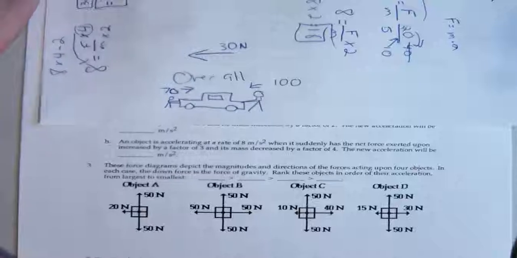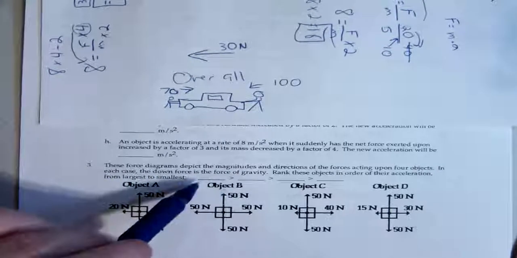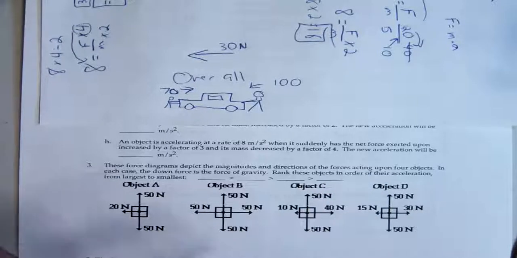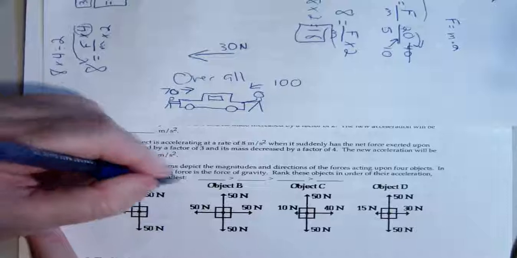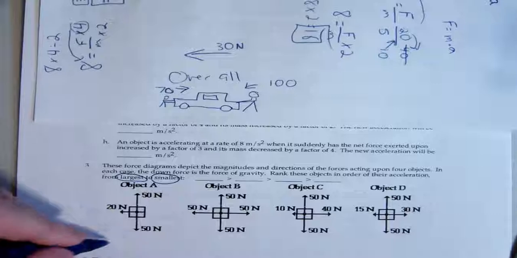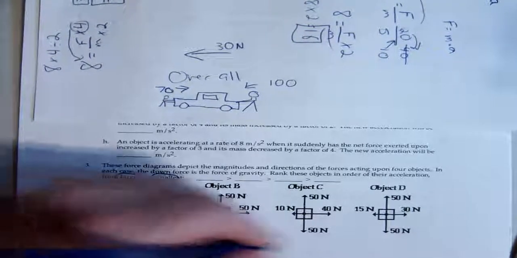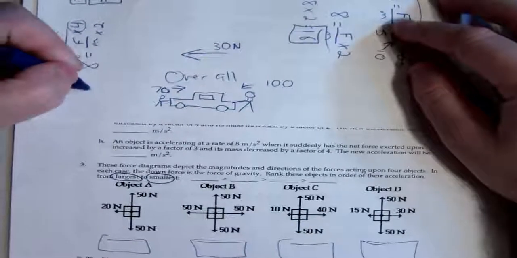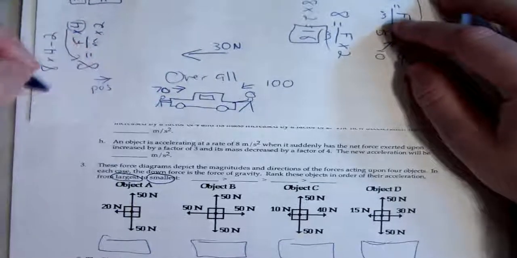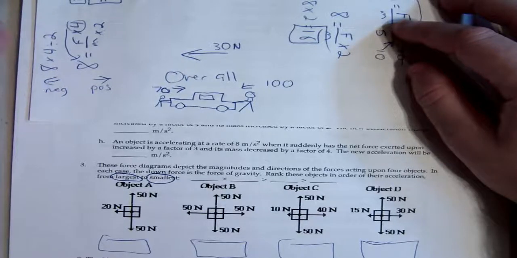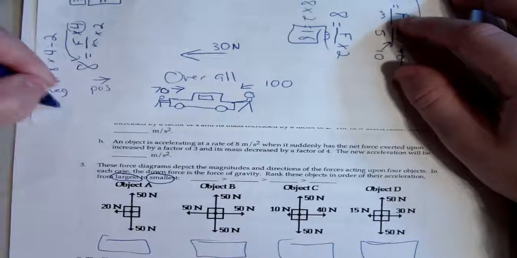So they're saying, rank these objects in order of acceleration from largest to smallest. Largest to smallest. So first, I would go through each of these and write down what their net force is and what direction. Let's make right positive and left negative. So if it's left, just say the net force is negative, and then whatever the net force is.